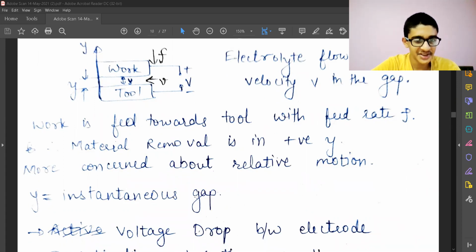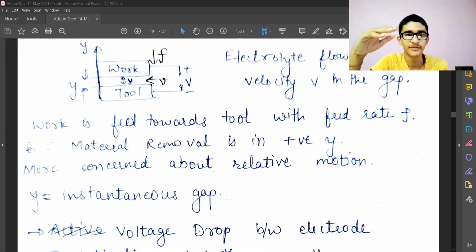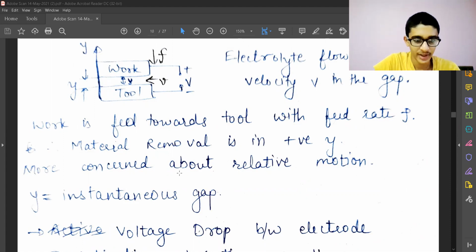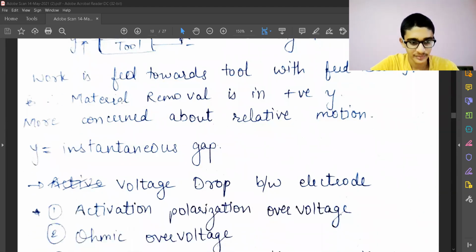And this y is the instantaneous gap. It will change, so if I keep the workpiece and tool at the same distance, when I keep doing machining, that is dissolution keeps happening, my layer by layer material is going to be removed. So that means the distance is going to increase. So actually that is an instantaneous gap, and that gap will continuously keep increasing if I do not bring my tool closer to the workpiece.